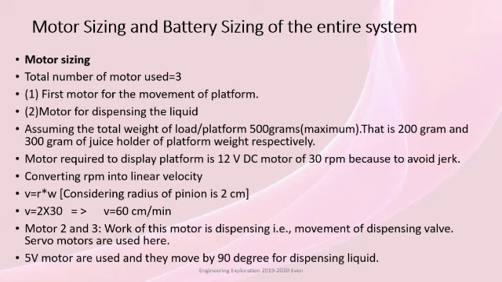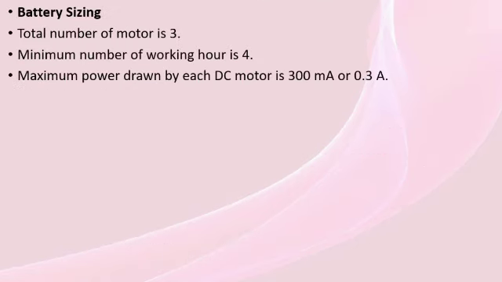For the other 2 motors, the work of these motors is dispensing, that is the movement of the dispensing valve. Servo motors are used here. 5 volt motors are used and they move by 90 degrees for dispensing liquid. Now battery sizing. The total number of motors is 3. The minimum number of working hours is 4. The maximum power drawn by each DC motor is 300 mA or 0.3 ampere.